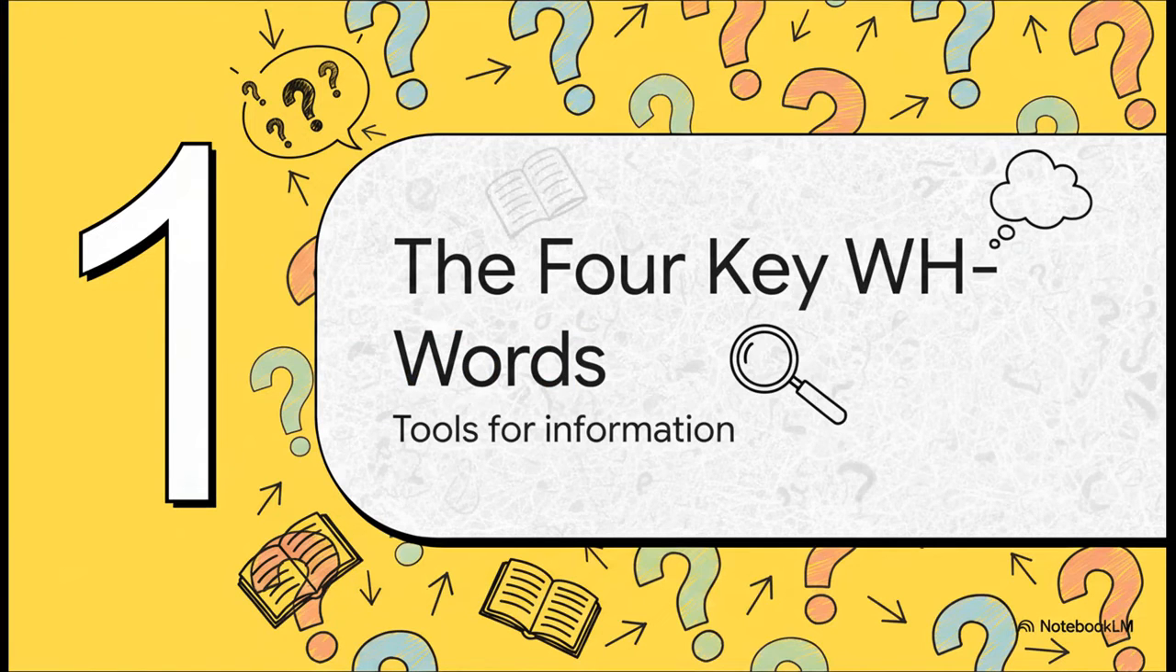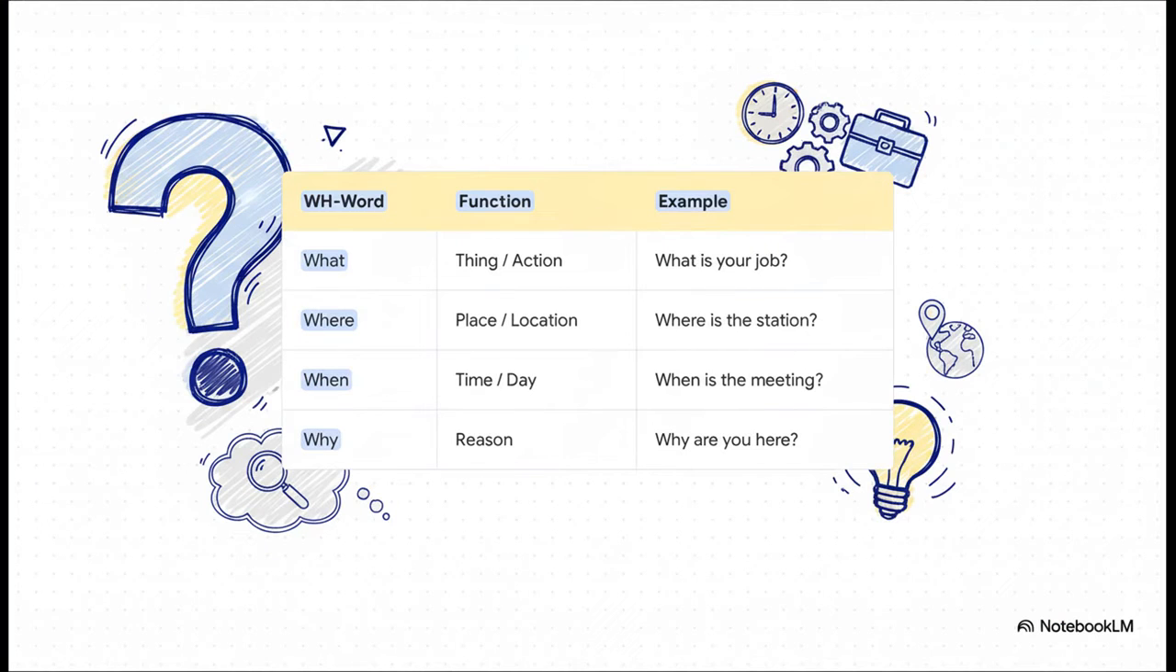All right, let's start with the basics, your toolkit. We're talking about 4 key words here. These 4 words are basically the foundation for almost any information question you'll ever need to ask. Okay, so each one of these words has a very specific job. You can think of them like keys that open different doors. What gets you information about things? Where unlocks information about places? When is all about time, and why gives you the reason. Getting this first step right, choosing the right word, is absolutely crucial.